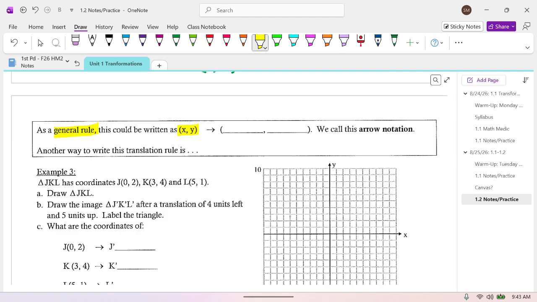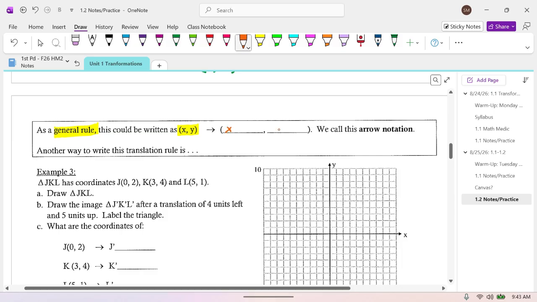Look back at the previous problem. What did we do to represent translations? What operations did we do? Addition and subtraction. So how do I write that? So we know we have x, y, and we have some number. Let's say that those numbers are a and b.